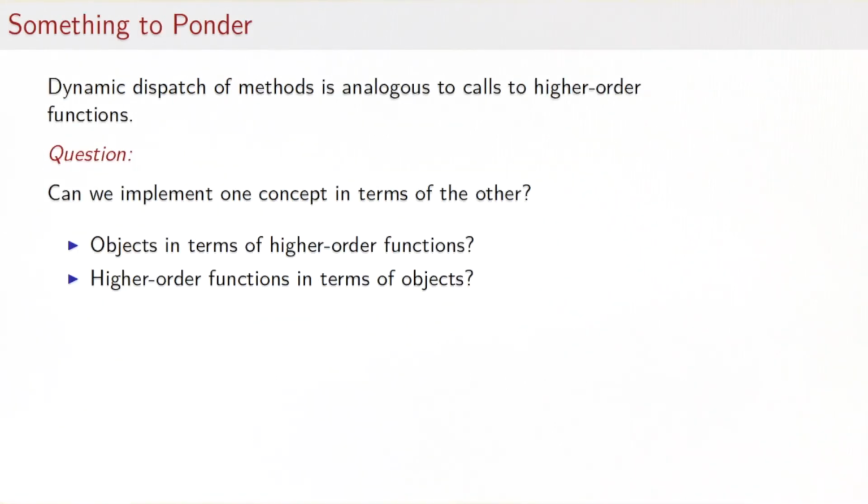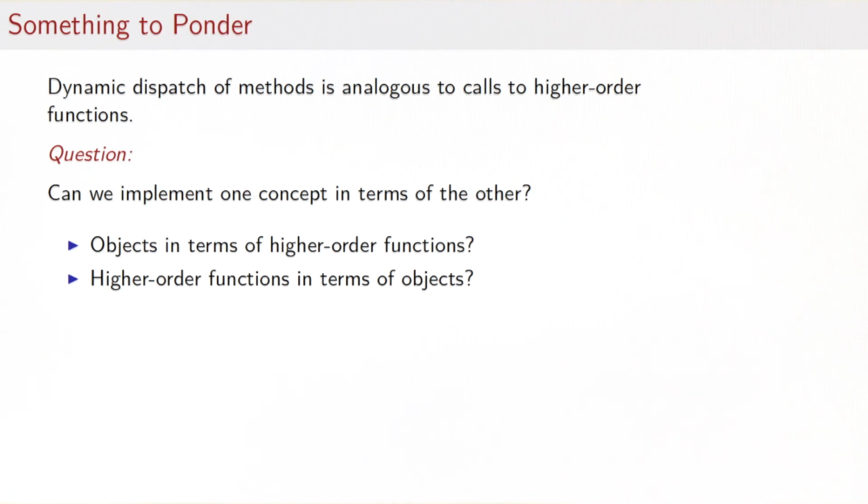So for the end of this session, here's something to ponder. You've seen that dynamic dispatch of methods in object-oriented languages is actually quite similar to calls of higher-order functions in pure functional languages. The similarity is that in both cases, the code that gets executed on a function or method call is not known statically. It's not apparent from the name or the type of the thing you called, but it is determined by the runtime value that is passed.